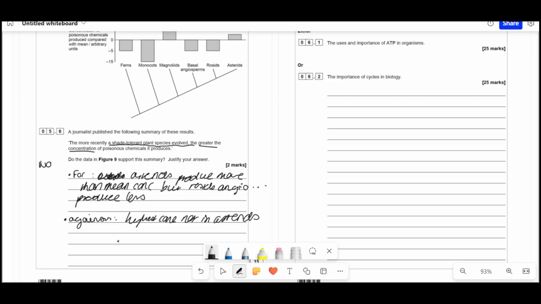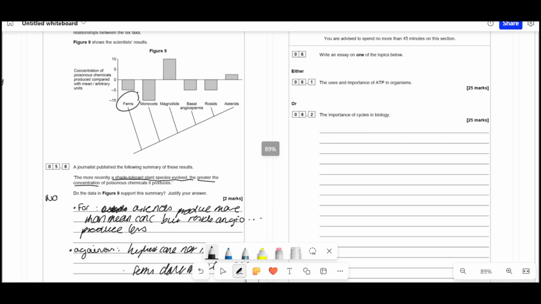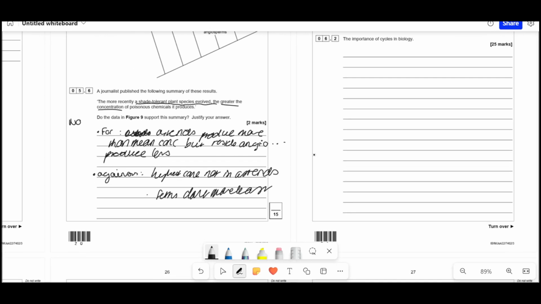As well as that, the opposite also applies: if they're saying that, then the older the species' evolution, the less it makes. Well, ferns are the oldest, and they don't make the least. What else can we think of? Some of them have the same concentration even though they evolved at different times. There may be other factors at play. They've also only tested it in plants, so you have to relate it to the question. So there's a couple of points.